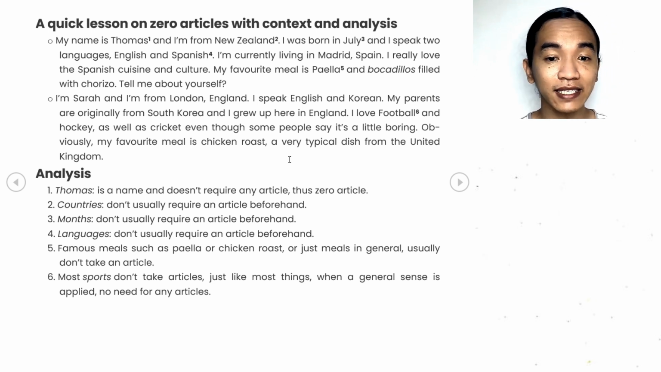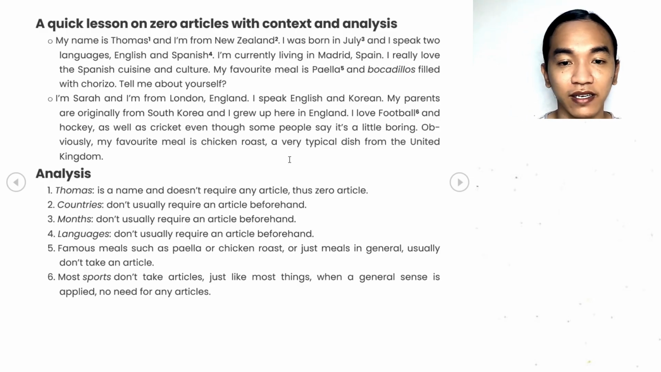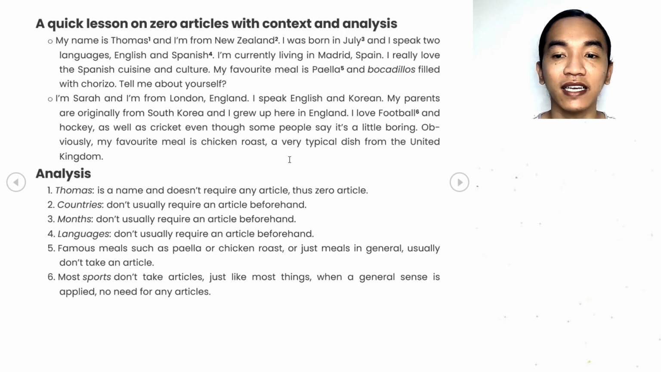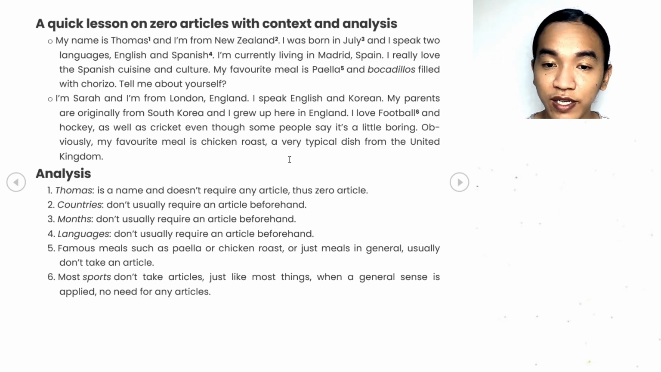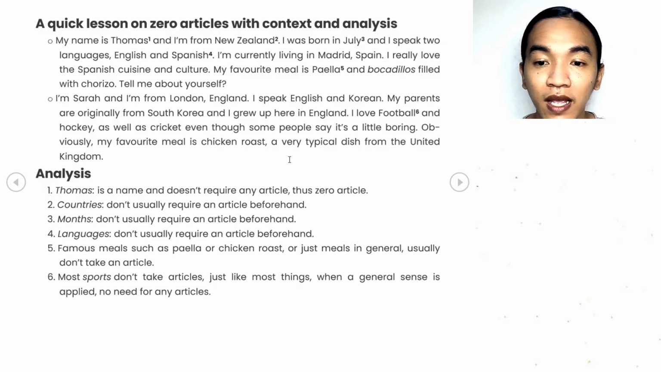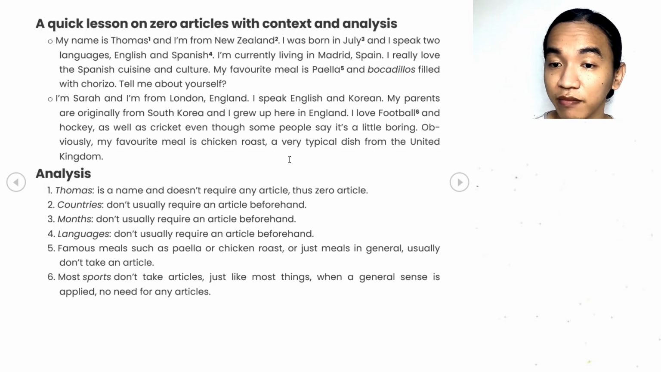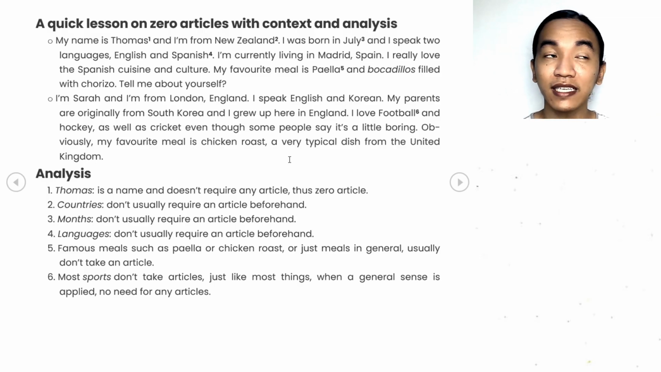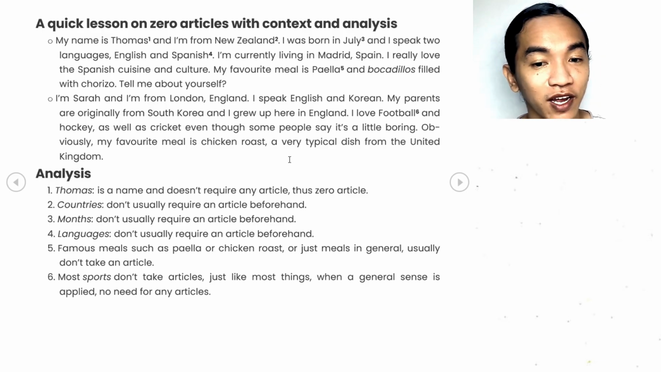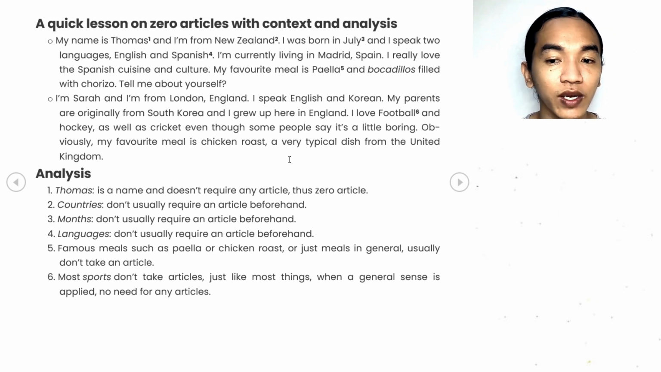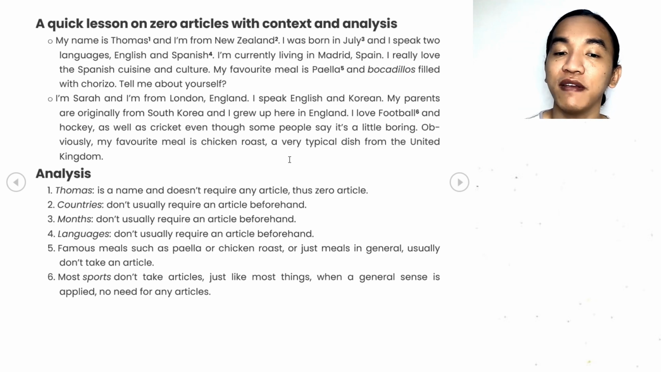So, as an analysis of those words that we have there without articles, Thomas is a name and doesn't require any article, so thus zero article. Countries don't usually require an article beforehand, such as New Zealand, with the exception of some countries. Okay, months don't usually require an article beforehand, especially if it's generalization. Languages don't usually require an article beforehand.